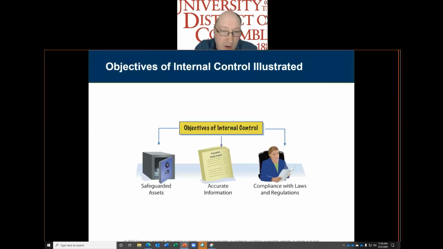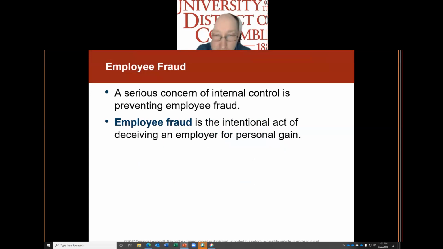So again, safeguarding assets include things like safes for cash, cash registers, security cameras, security tags, you name it, right? We take a lot of measures to protect our assets. Providing accurate information means that our financial statements have been audited by a third party to ensure accuracy and transparency, and that we are in compliance with local laws and regulations. Those are the objectives of internal controls.